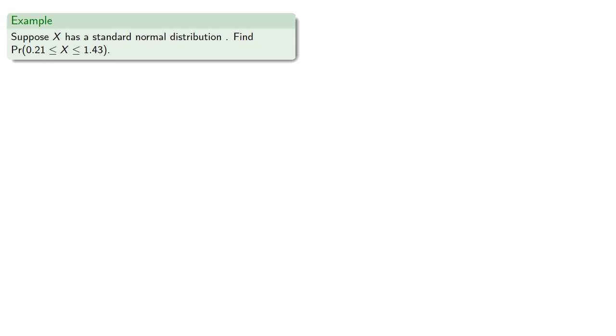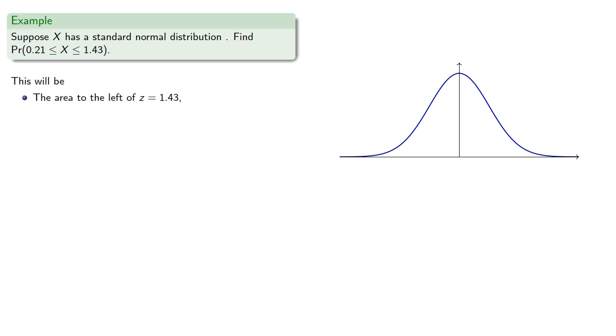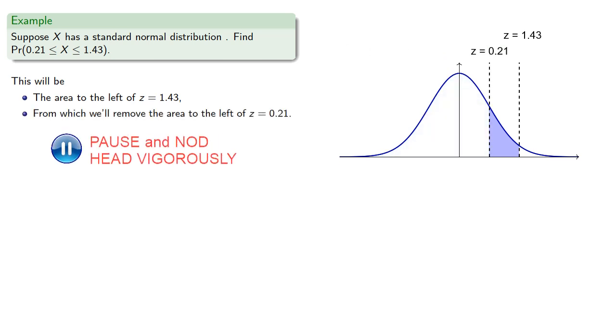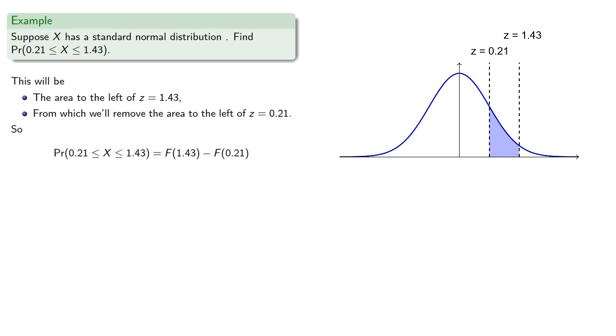Or we might want to find the probability a random variable falls between two values. So remember, the probability is the area. Let's graph the region. This probability will be the area to the left of 1.43, from which we'll remove the area to the left of 0.21. So the probability will be the difference between our table values at 1.43 and 0.21.